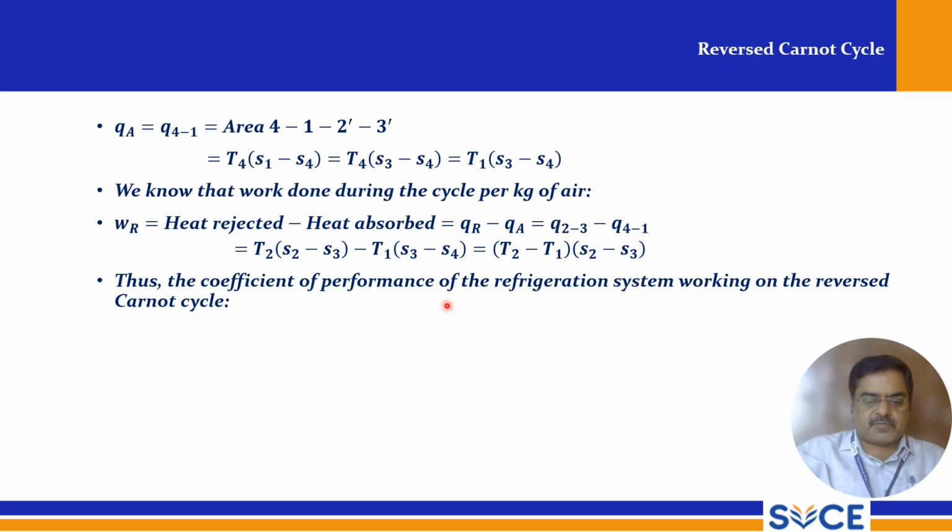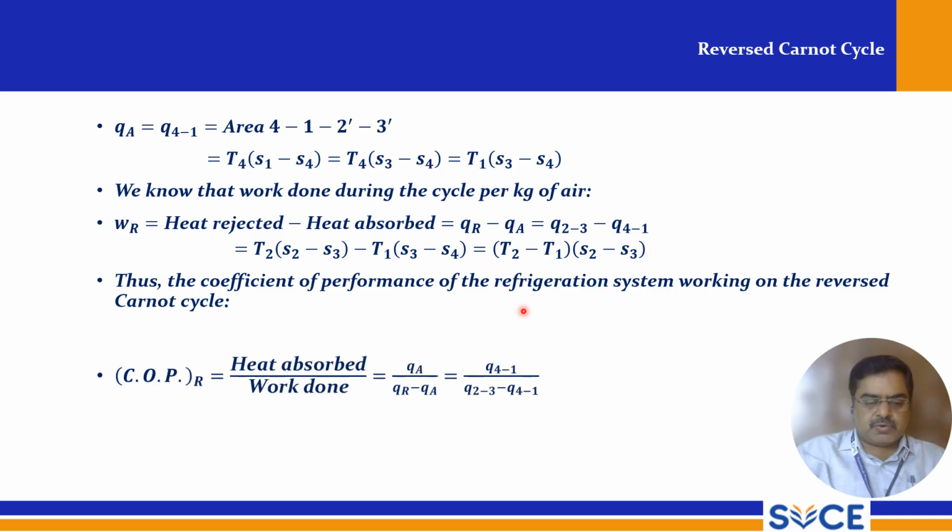Thus, the coefficient of performance of the refrigeration system working on the reversed Carnot cycle, COP of the refrigerator, is equal to heat absorbed divided by work done, that is QA by (QR minus QA), which equals Q4-1 divided by (Q2-3 minus Q4-1). So we can calculate the COP of this refrigerator using this formula in terms of Q.